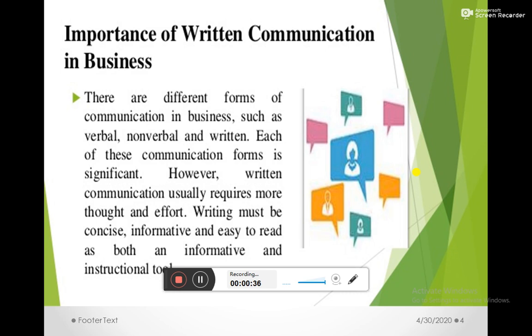So before going to start, let us discuss the importance of written communication in business. There are different forms of communication in business, such as verbal, non-verbal, and written. Each of these communication forms is significant. However, written communication usually requires more thought and effort. Writing must be concise, informative, and easy to read as both an informative and instructional tool.